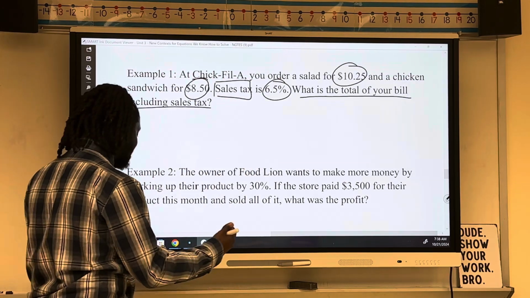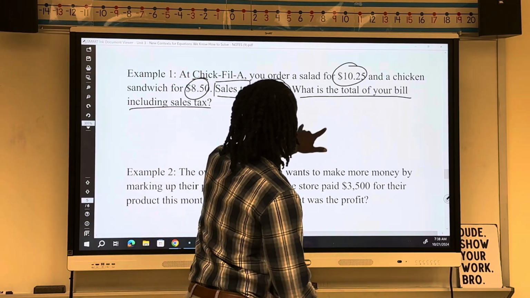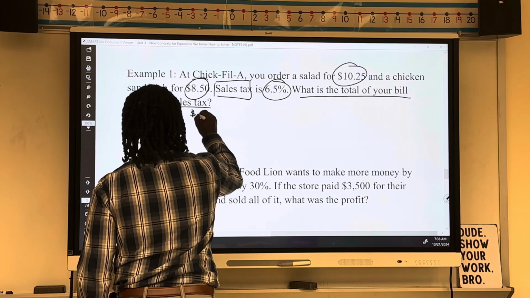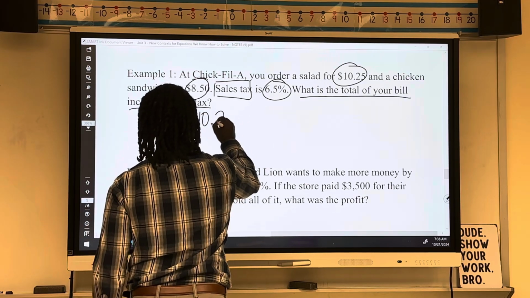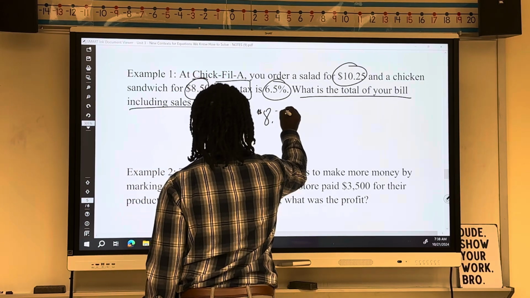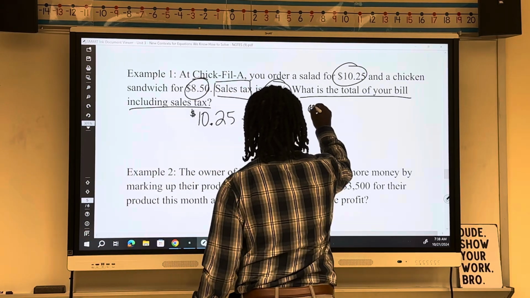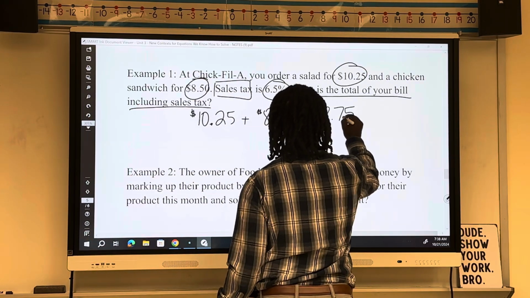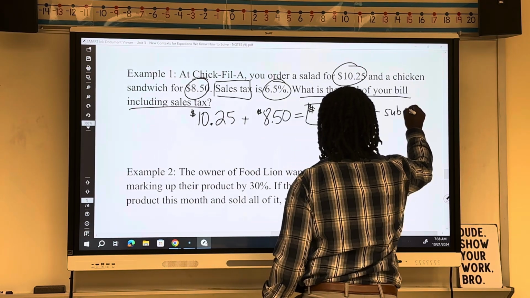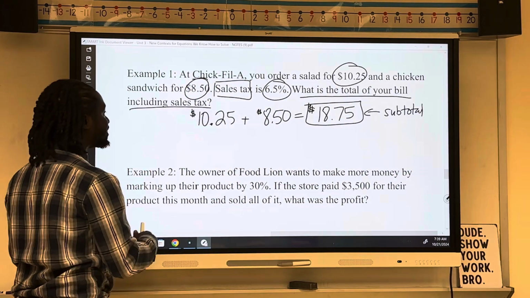All right, and so in this problem, because we made two purchases, we bought a salad and a sandwich, I have to find the subtotal of those two items. So I'm going to add those two, and when I add those two, I get $18.75. And I need you to understand that this right here is the subtotal. This is not the total, but it's the total before the taxes.